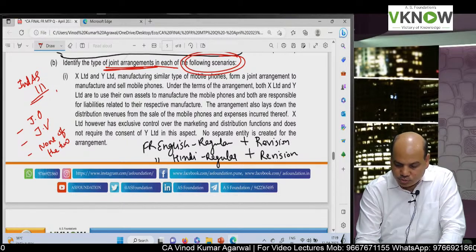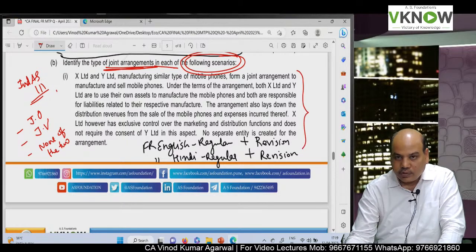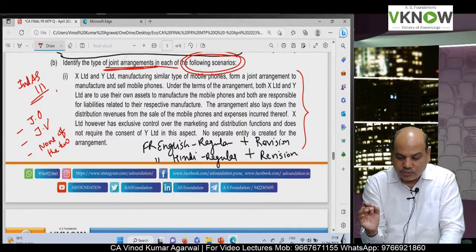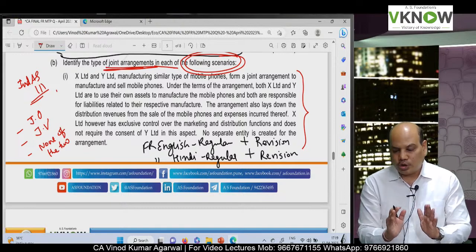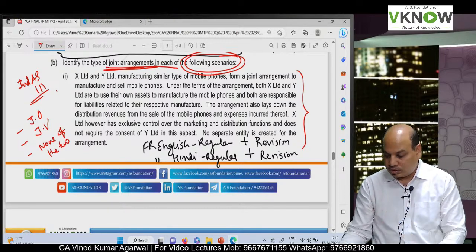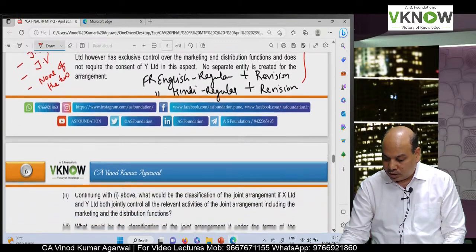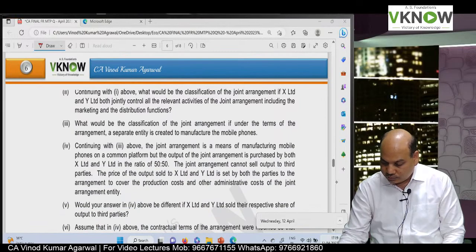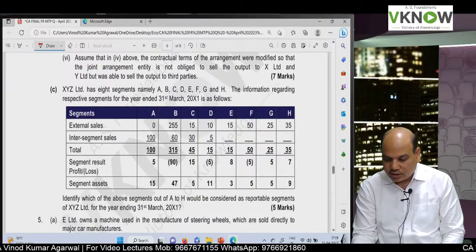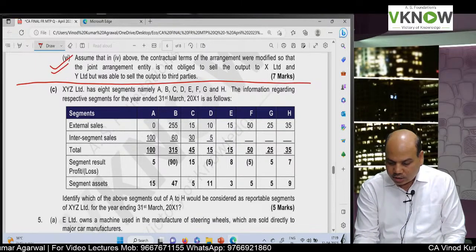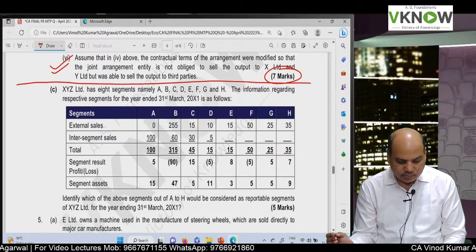So basically the student has to study 111 very carefully. Ind AS 111 gives you guidance on when you will call a joint arrangement a joint operation, a joint venture, and when it is neither joint venture nor joint operation. So in this question, interestingly, they have given you 6 situations and this question was for 7 marks.